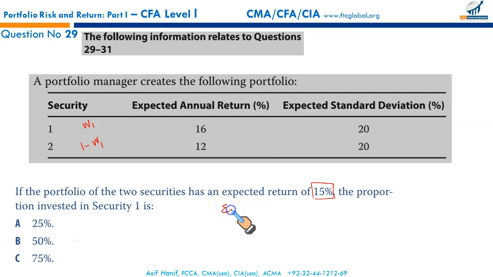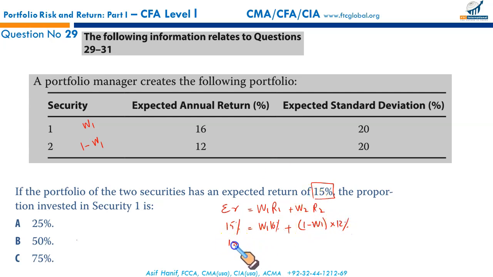We know the expected return is equal to weight 1 times the return on security 1, plus weight of security 2 times the return of security 2. So expected return is given as 15%. Weight 1, we just call it W1, return 1 is 16%, and weight 2 is going to be 1 minus weight 1, times the return on security 2, which is 12%. And then there is just simple arithmetic.